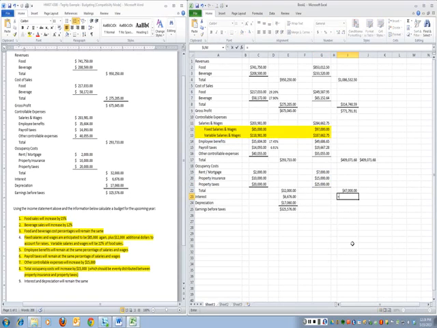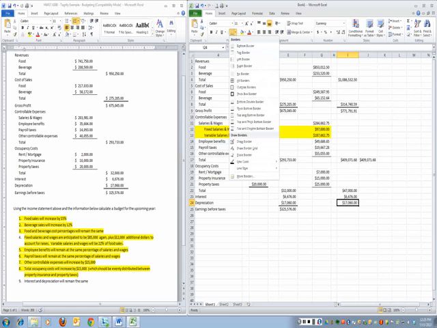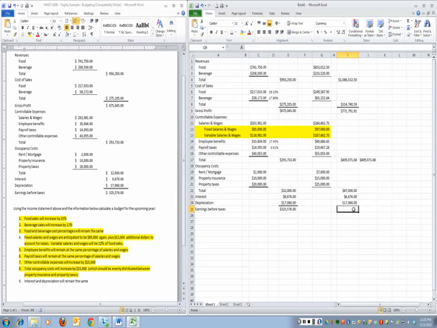Our interest and depreciation will remain the same. So we have this right here. I'm going to go ahead and put interest. It's going to equal the same amount. Our depreciation will be the same amount, and now we're going to go ahead and begin our calculations of everything.